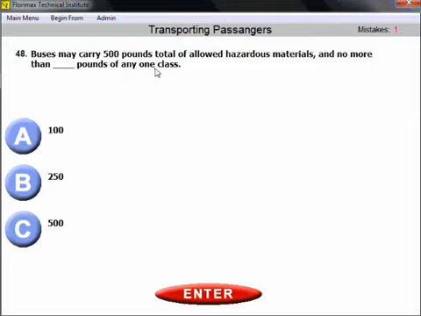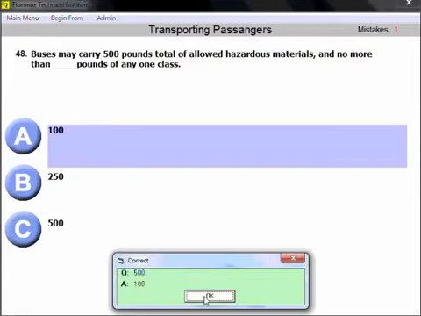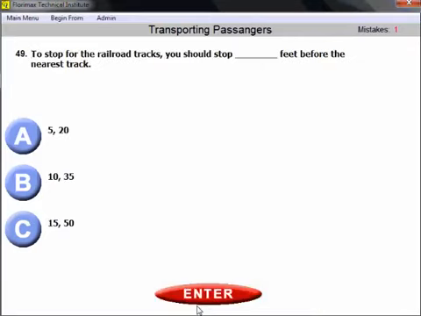Question number 48. Buses may carry 500 pounds total of allowed hazardous materials and no more than how many pounds of any one class. In plain English, that means that if you carry more than one class, so combination of hazardous materials, the total weight should not exceed 500 pounds, and any one class weight should not exceed 100 pounds. That's the rule. That's how it's written in the textbook, and that's how we should answer this question. All right, 100 pounds of any one class.